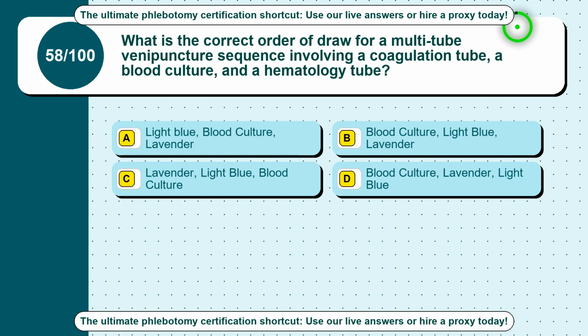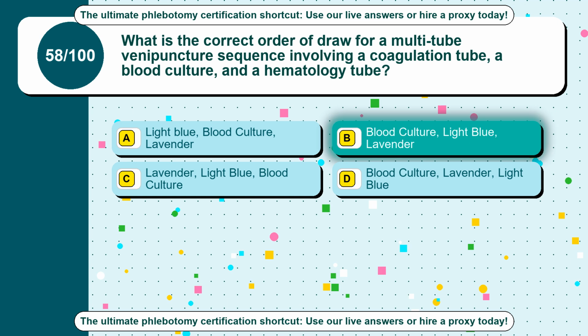Question 58. What is the correct order of draw for a multitube venipuncture sequence involving a coagulation tube, a blood culture, and a hematology tube? Option A. Light blue, blood culture, lavender. Option B. Blood culture, light blue, lavender. Option C. Lavender, light blue, blood culture. Option D. Blood culture, lavender, light blue. The correct answer is option B.